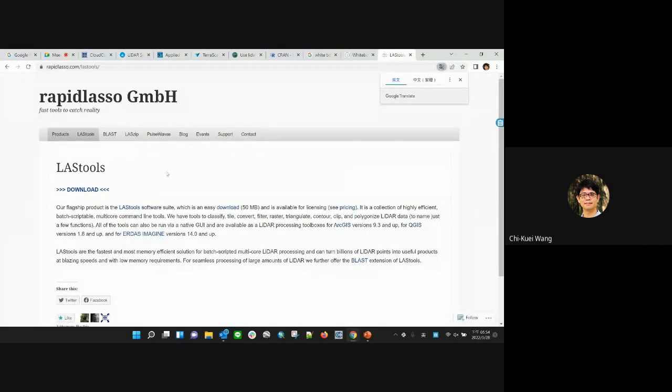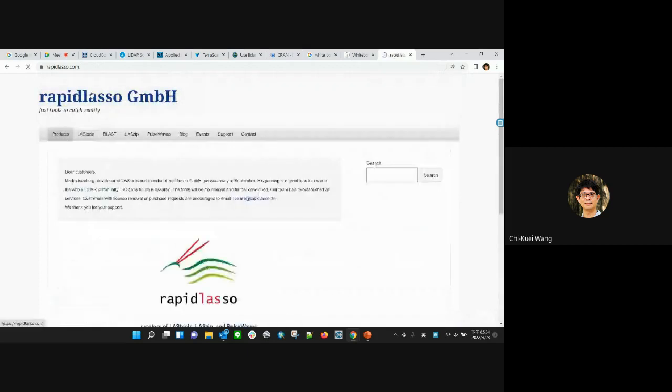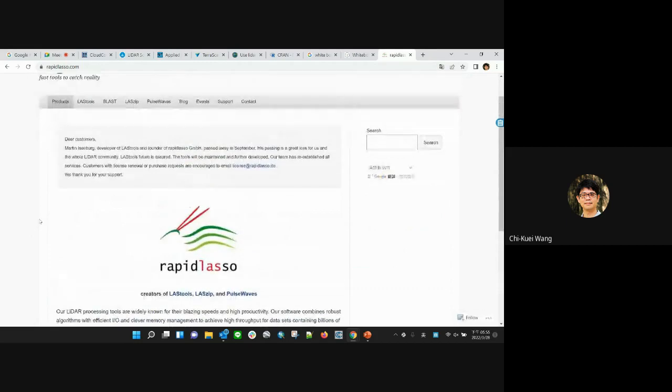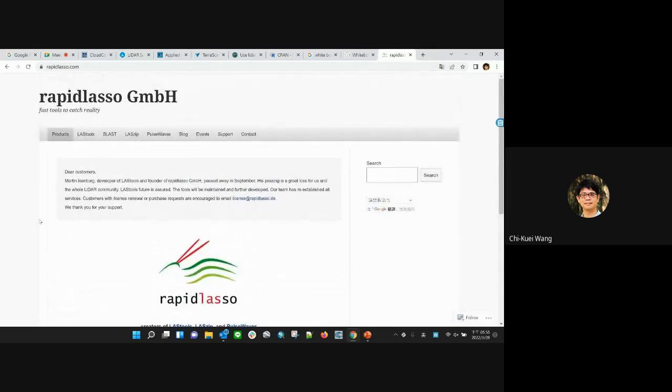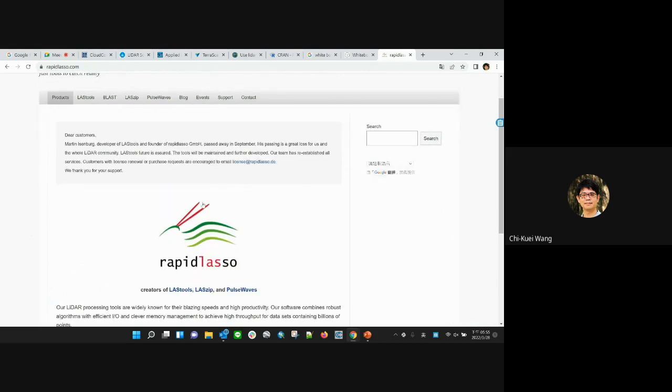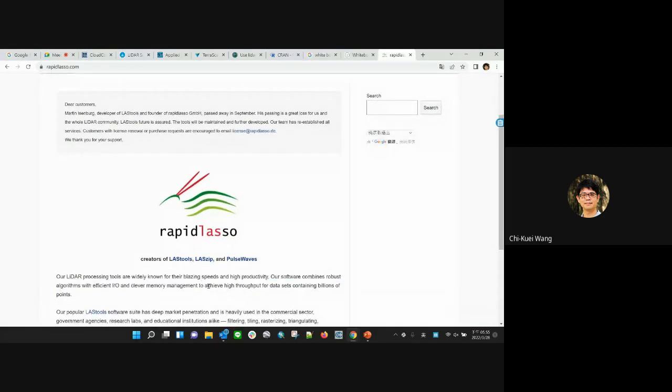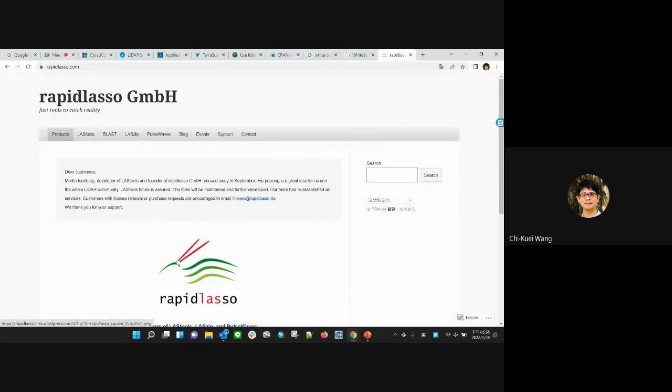Okay, last tools. I think this is the last thing I'd like to share. I'm not sure if you can still buy this software, because the founder of the software deceased a few months ago. So everything is now back to service. Yes, you can try LAStools.